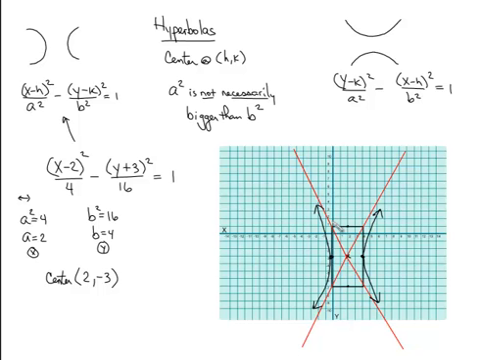Now, just like ellipses, we have some other odds and ends that we need to find as well. So one thing they're going to ask you for is the vertices. The vertices we can read right off the graph. Here's a vertex. Here's a vertex. This one is at 4, negative 3. This one is at 0, negative 3.